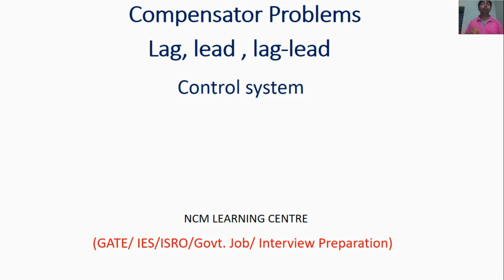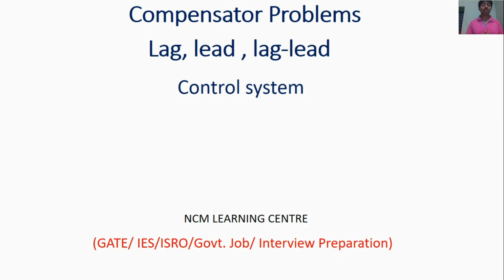Third question is: the transfer function of the compensator is given, what amount of compensator will give the maximum phase angle? Fourth question is: what is the amount of maximum amplitude provided by the compensator? Only these four types of questions are asked. There are no questions in the design aspect, such as lag compensator design, lead compensator design, or lag-lead compensator design.